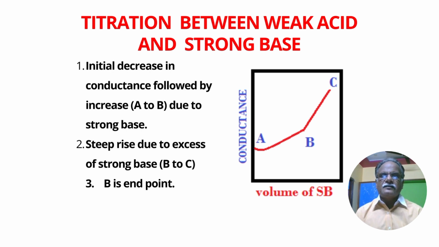This is conductometric titration between weak acid and strong base. Here let us see the curvature. Just a little bit of decrease will be observed. After that, rise in conductance will be observed. A to B indicates rise in conductance. B to C indicates steep rise due to excess of strong base. B is the endpoint.